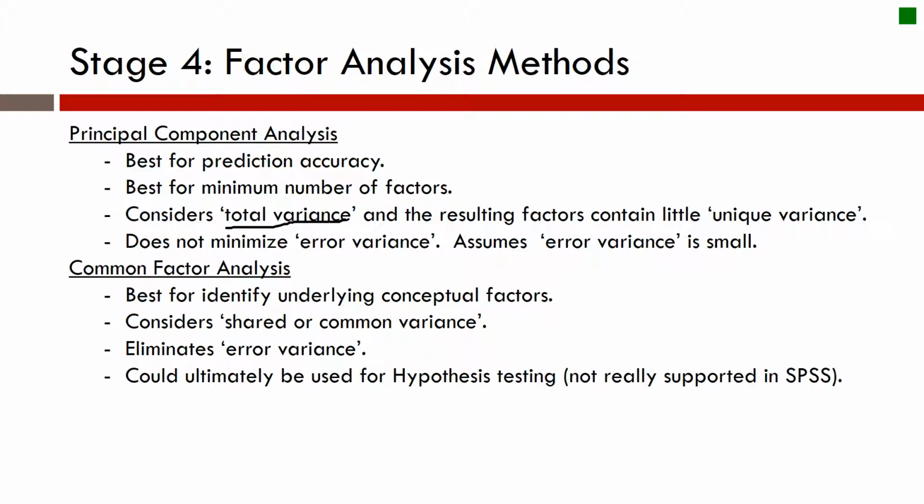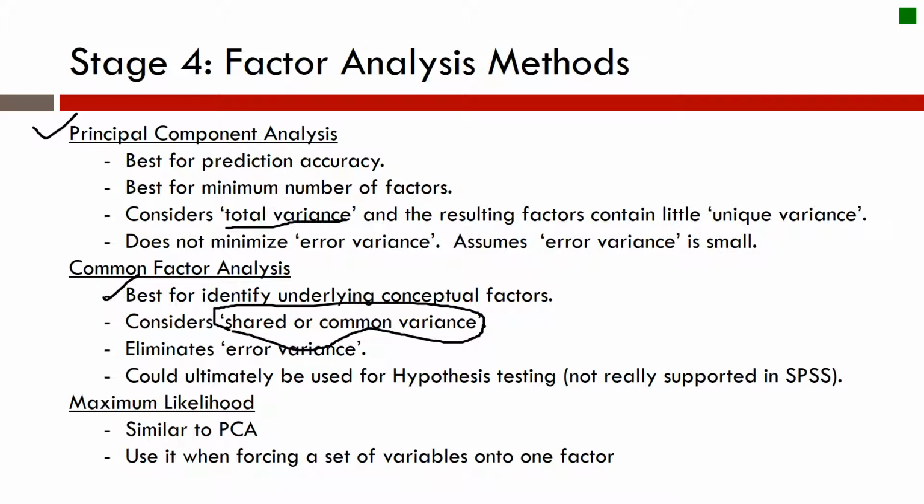Common factor analysis would consider shared or common variance as opposed to total variance. So this might be better for exploratory work as opposed to prediction types of work. But again, principal component analysis is most often what is used. The third type of factor analysis method would be maximum likelihood estimation, MLE. MLE is very similar to principal component analysis.